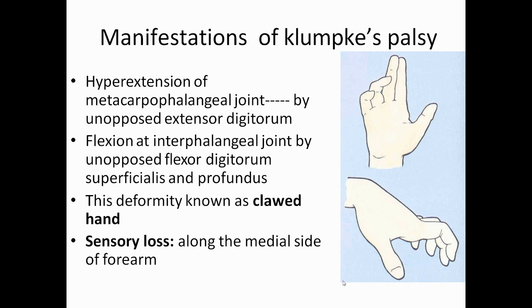Manifestation of Klumpke palsy: hyperextension of the metacarpophalangeal joint by unopposed extensor digitorum, and flexion of the interphalangeal joint by unopposed flexor digitorum superficialis and profundus. This deformity is known as clawed hand. And along the medial side of the forearm, there is sensory loss.